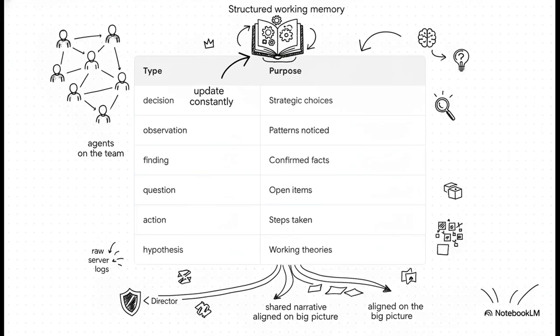The director is actually prompted to update it constantly, categorizing its thoughts into one of 6 specific entry types: decisions, observations, findings, questions, actions, or hypotheses. And here's the kicker. Every single agent on the team gets to see this journal. It acts as their shared narrative. This is just brilliant because sharing only the journal, rather than those raw, noisy server logs, keeps the whole team perfectly aligned on the big picture. It completely avoids overwhelming them or triggering that nasty confirmation bias you get from way too much granular data.